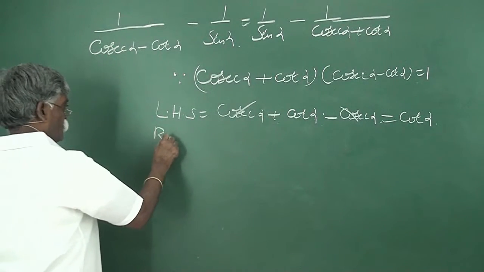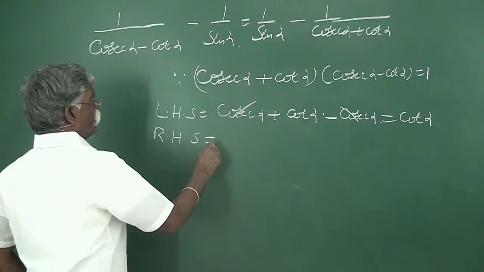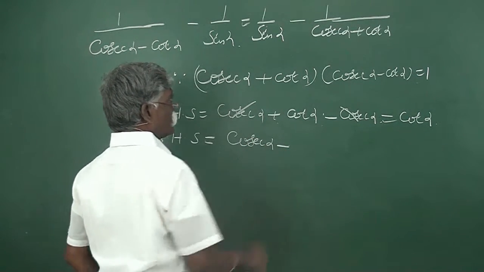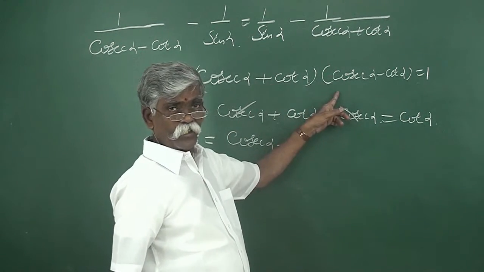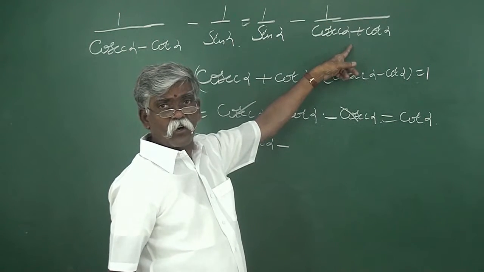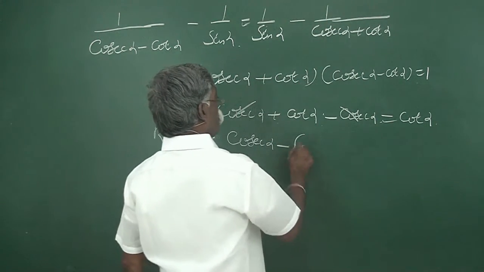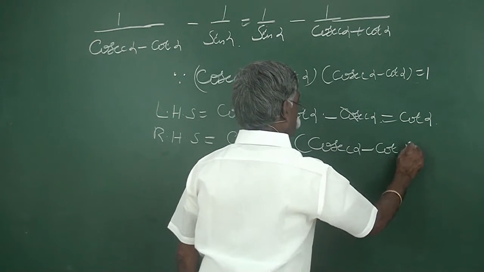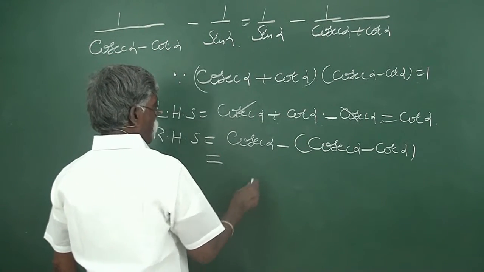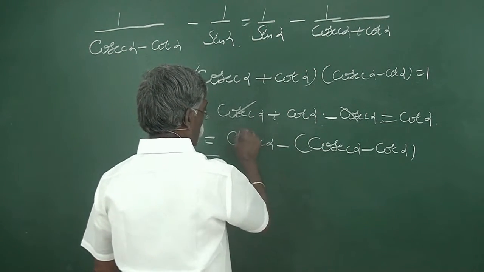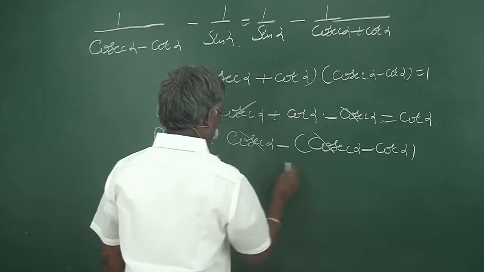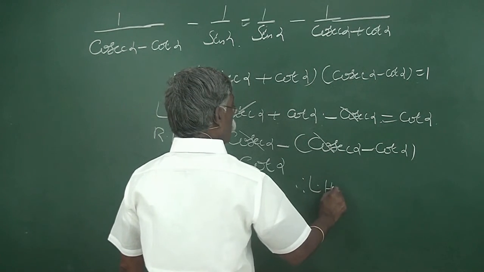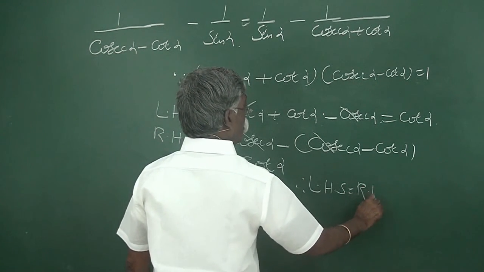Now let us go for the RHS. Here also 1 by sin alpha is cosecant alpha minus, if we use this, 1 by cosecant alpha plus cot alpha can be written as cosecant alpha minus cot alpha. So cosecant alpha and minus cosecant alpha get cancelled. Minus of minus becomes cot alpha. Therefore, LHS is equal to RHS.